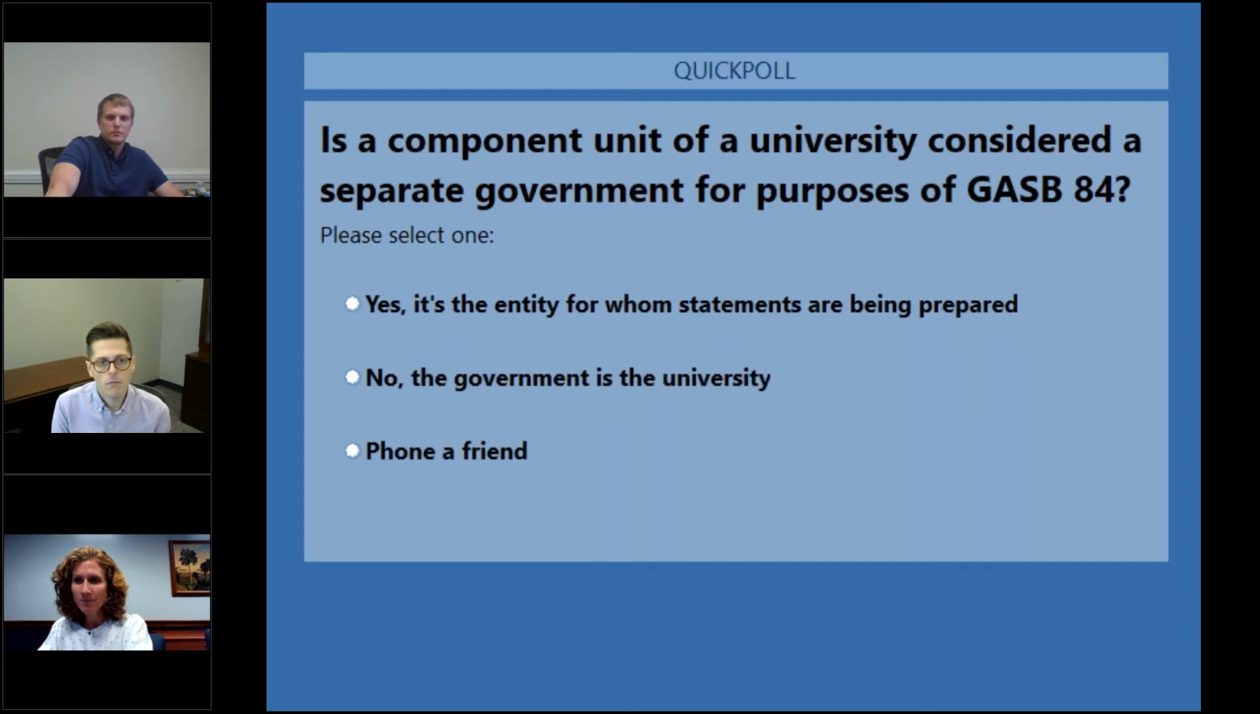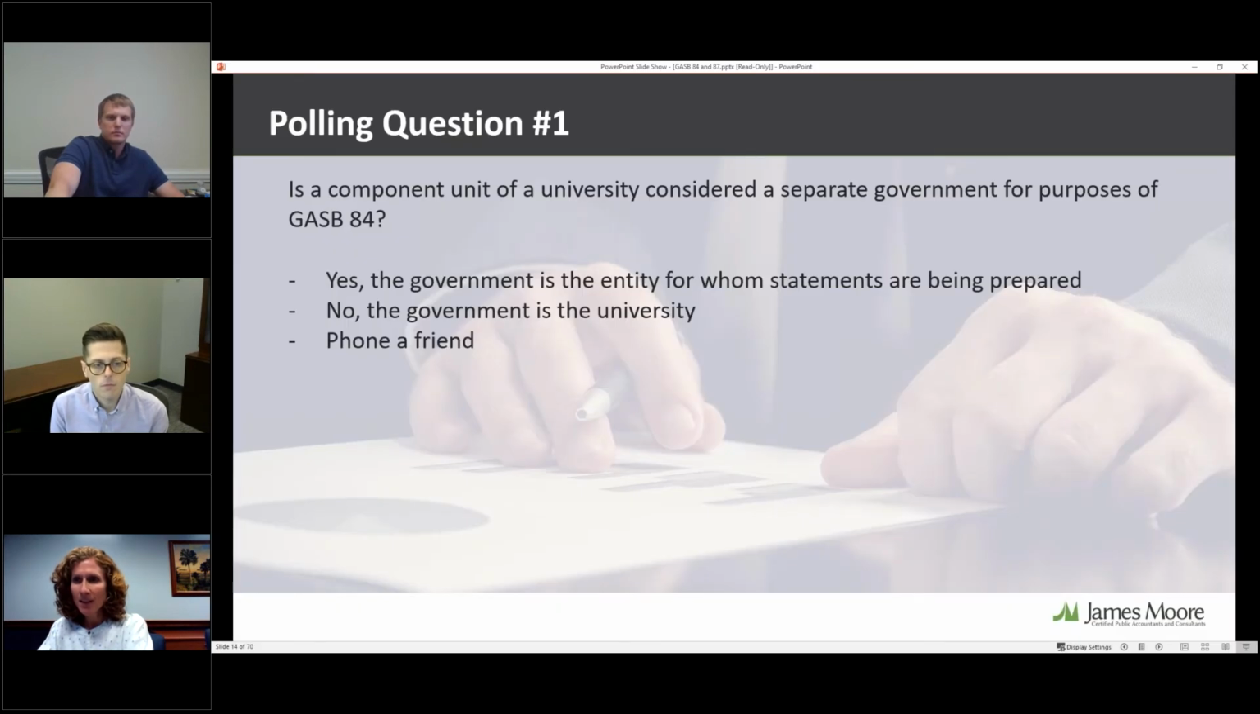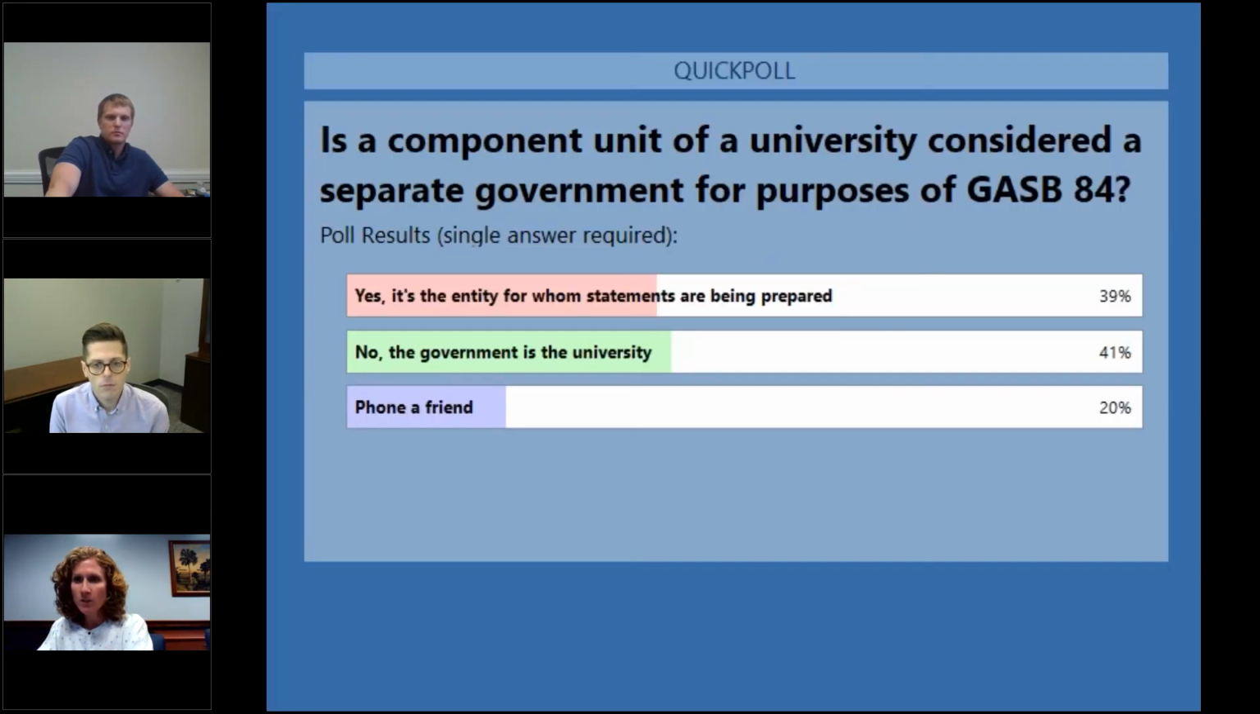All right. And let's share the results. So it looks like 39% said yes, it's the entity for whom the statements are being prepared. 41% said no, the government is the university, and 20% said phone a friend.